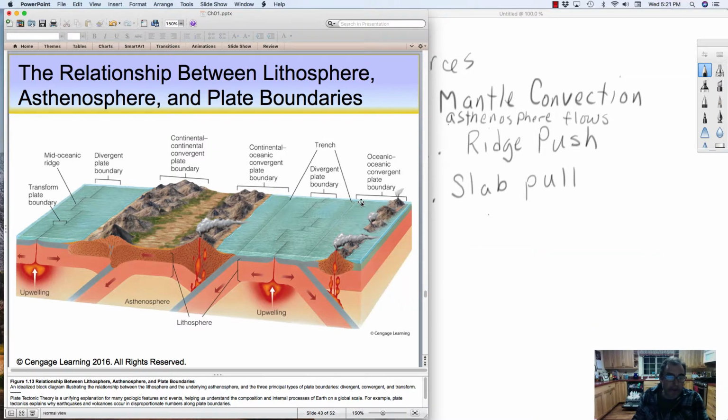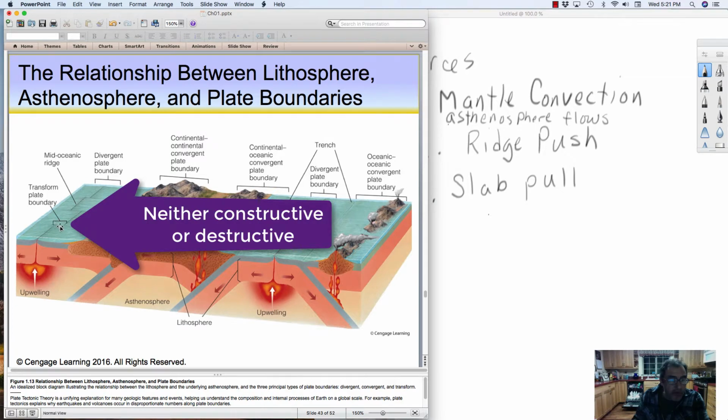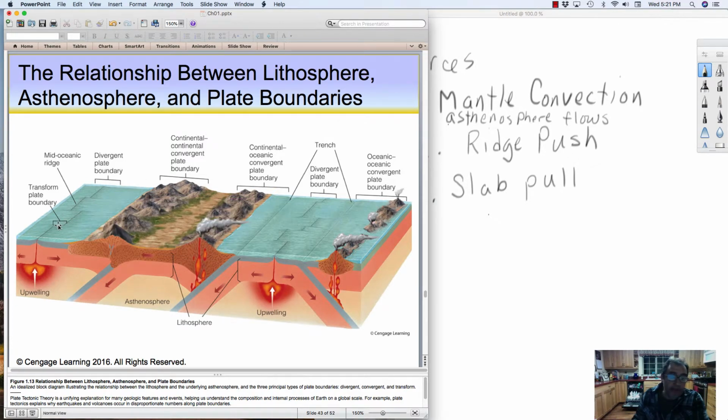And then there are transform boundaries. So you can see a transform plate boundary here where two tectonic plates are sliding past one another. Here in California, we have the San Andreas Fault, which is an example of one of these transform plate boundaries.